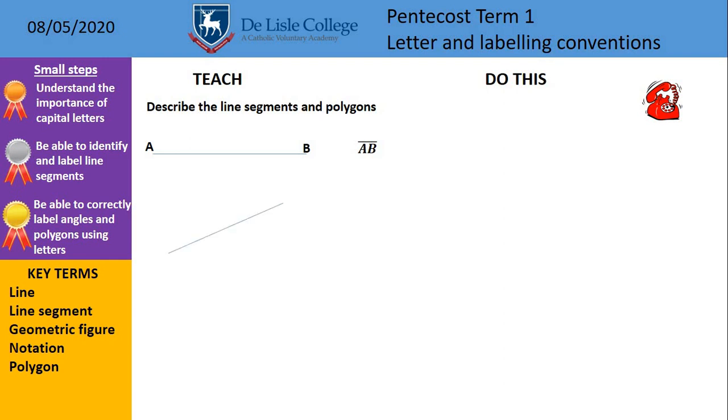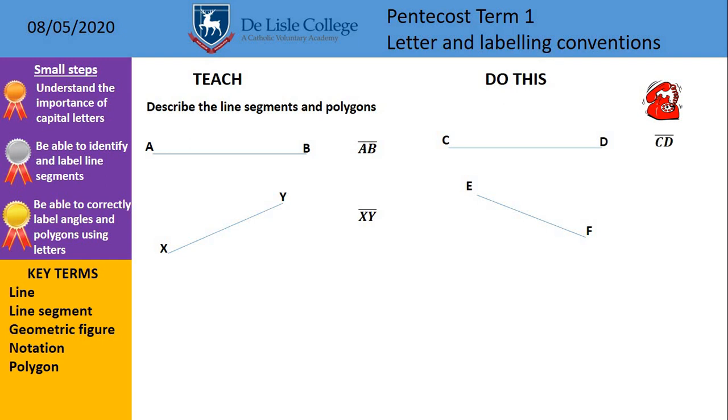Next one, it's still a straight line, it doesn't matter that it's on an angle at all. Label them up with two capital letters, X and Y, with a line above it. So there should be two on your sheet. If you can have a go at those for me as well, please, and just pause the video as you go through.